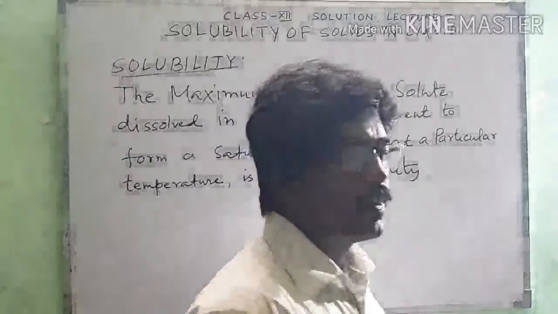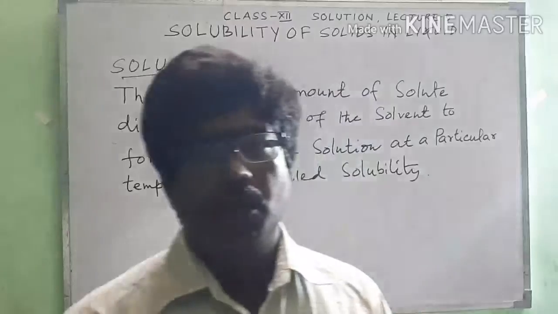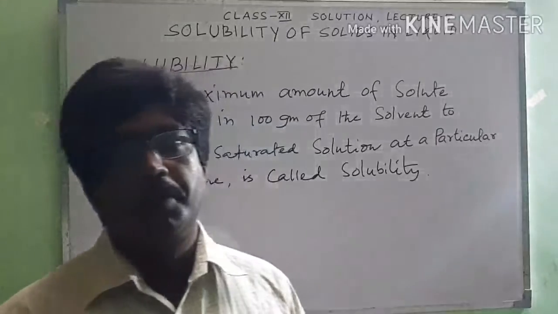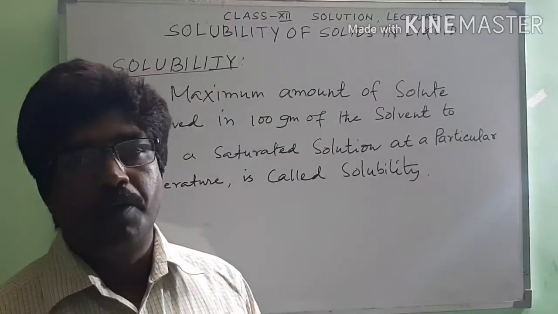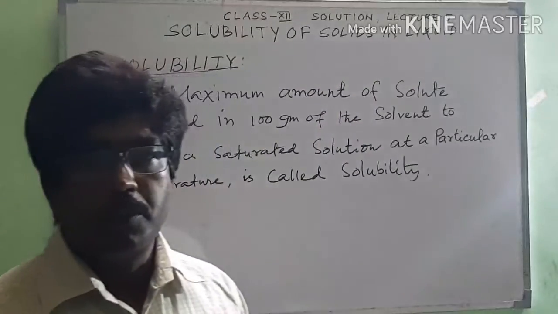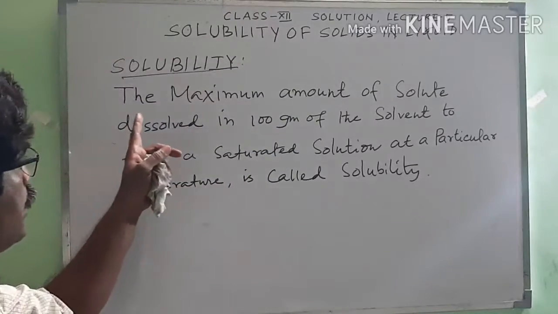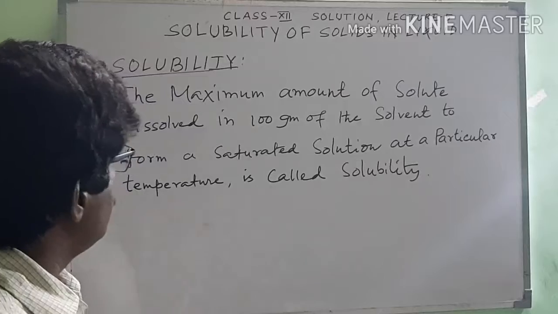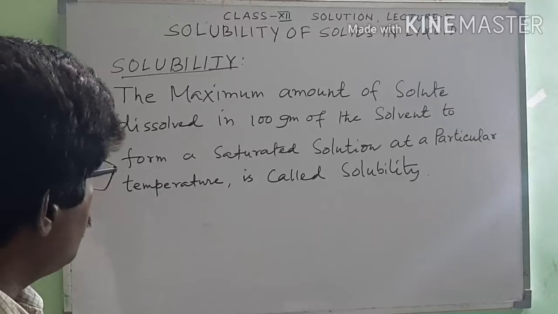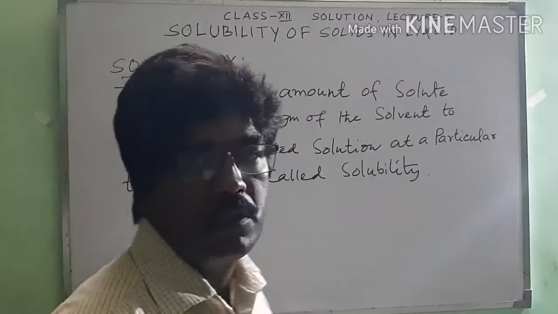Actually, you know the maximum amount of solute dissolved in 100 gram of a particular solvent at a given temperature is called solubility. That is, solubility depends on temperature. The maximum amount of solute dissolved in 100 gram of solvent to form a saturated solution at a particular temperature is called solubility.